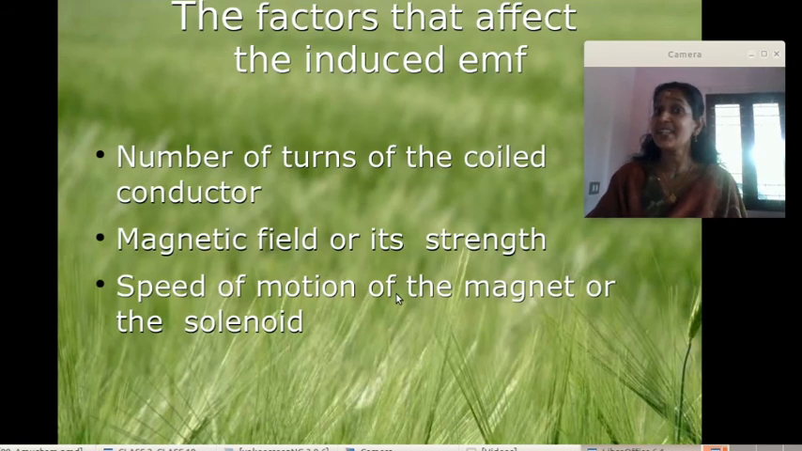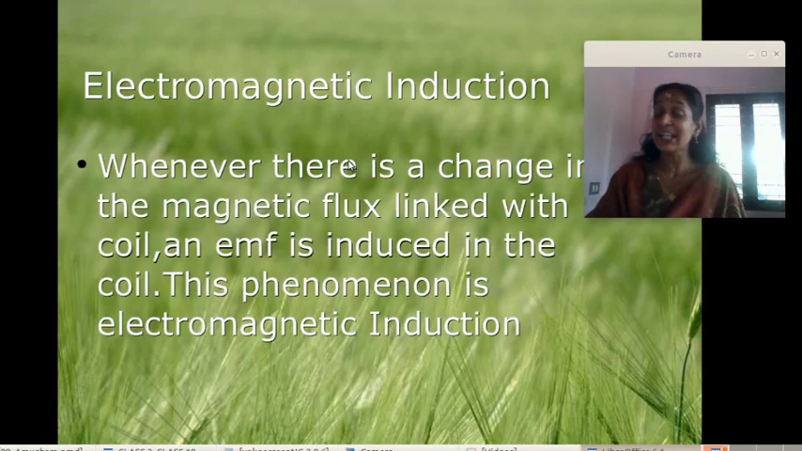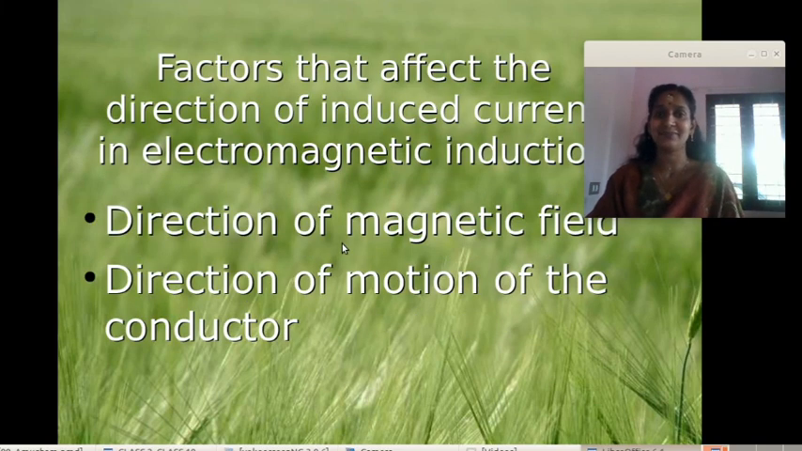Which are the factors that affect the induced EMF? Number of turns of the coil, magnetic field or its strength, and speed of motion of the magnet or the solenoid. What is meant by electromagnetic induction? Whenever there is a change in the magnetic flux linked with the coil, an EMF is induced in the coil. This phenomenon is electromagnetic induction.